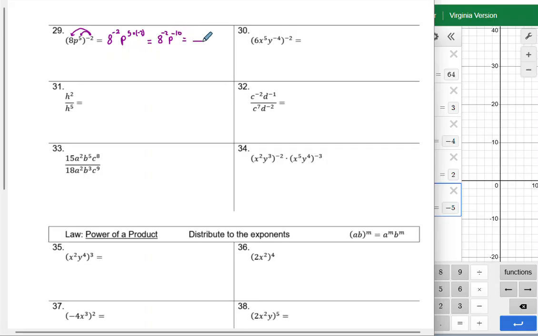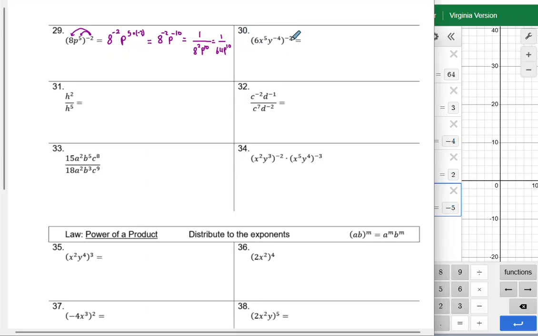So both of them get moved down. If everything moves down, you do need a 1 at the top. You can't just leave it blank, right? So that's 1 over 8 squared p to the 10. And then from here, if you want to evaluate 8 squared, which is 64, 8 times 8, and then p to the 10.